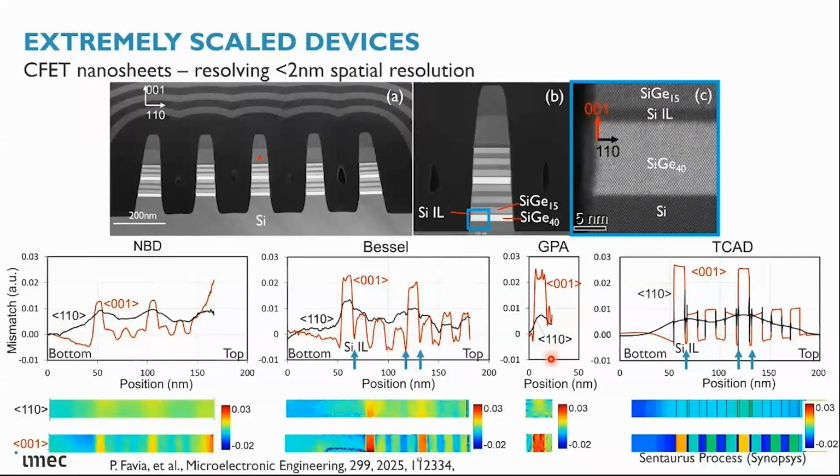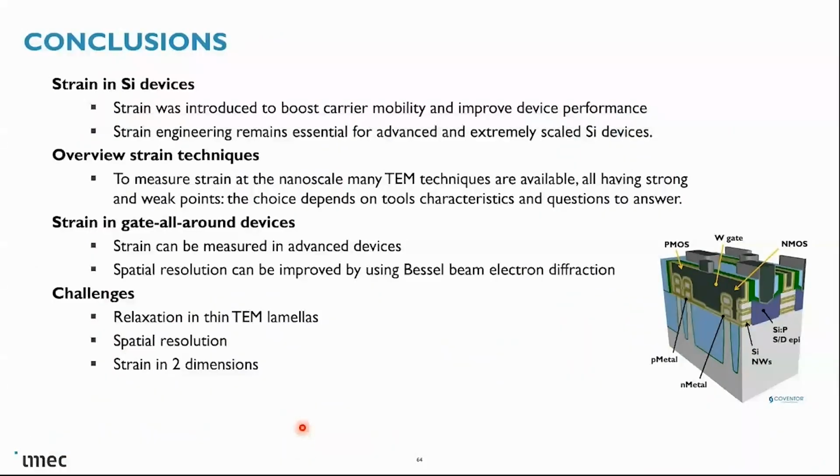In GPA, we had some signal, but our measurement was very noisy. And this brings me to the conclusions. I've discussed strain in silicon devices. Strain was introduced to boost carrier mobility and improve device performance. And an important point is that strain engineering is still an essential parameter for advanced and extremely scaled silicon devices.